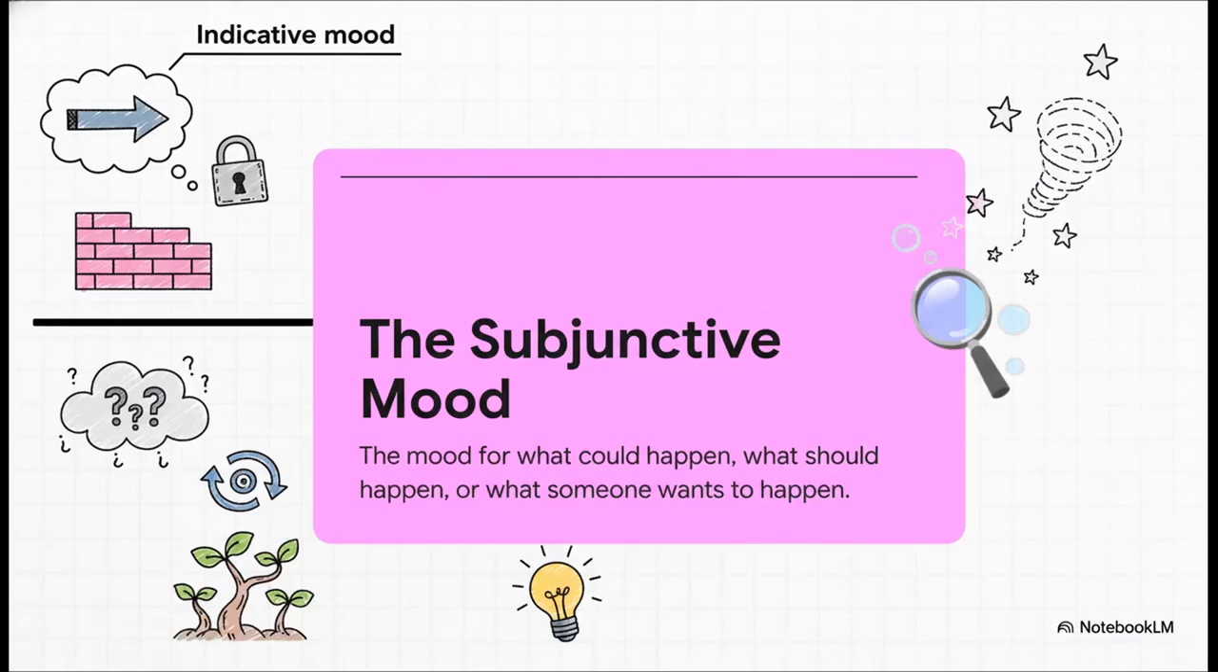The mood you use most of the time is called the indicative. That's for facts. I am here. She speaks Spanish. Done. But the subjunctive, that's for the fun stuff. The world of possibilities, wishes, and doubts. It's everything that isn't a sure thing.